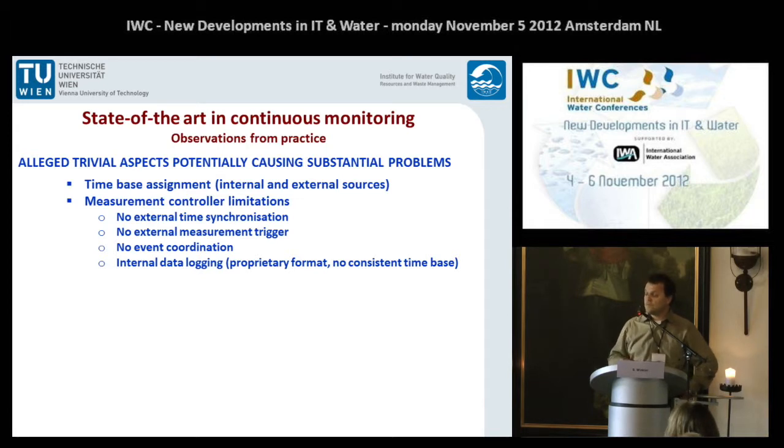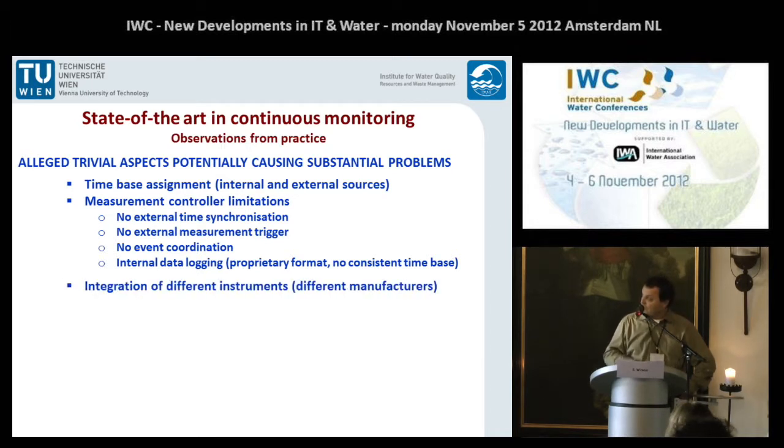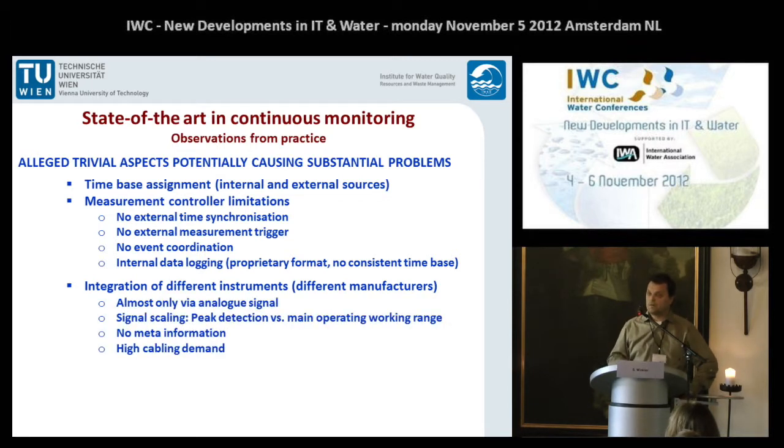And most of the loggers, the controllers, have some kind of internal logging. Mainly it's text-based, but every company has their own format, and if you run a station with several controllers, you end up with 5 or more different formats, and pulling this together by hand is possibly not really possible. If you want to integrate different products, the only way that you can usually do it is by analog signals, and then you have all the problems with analog signals.